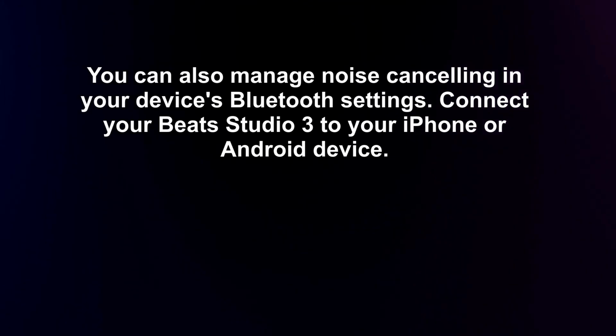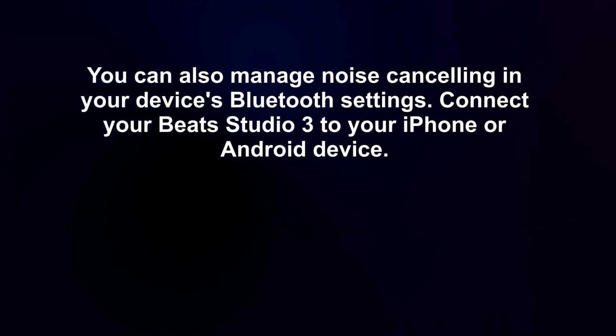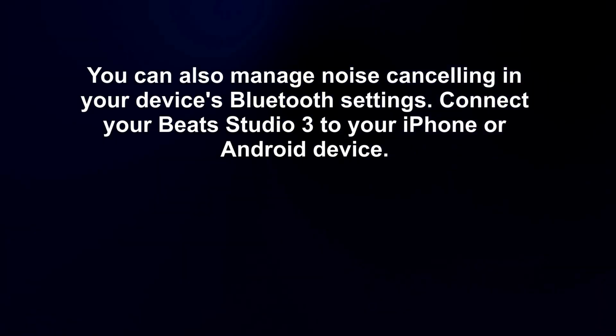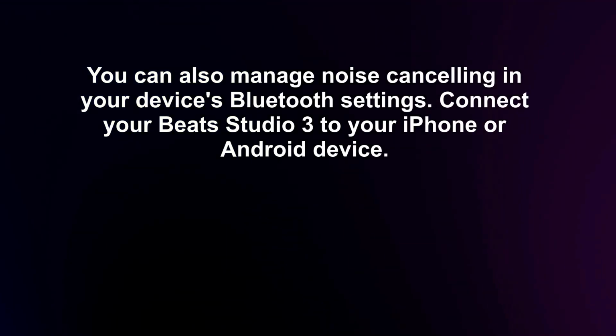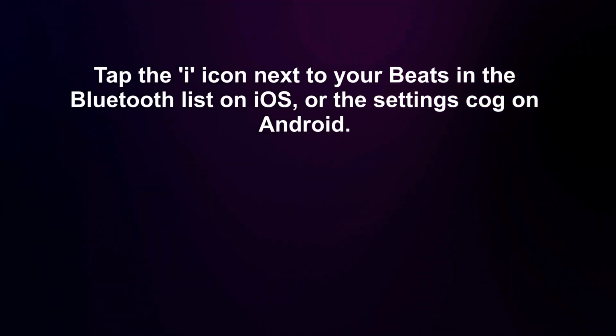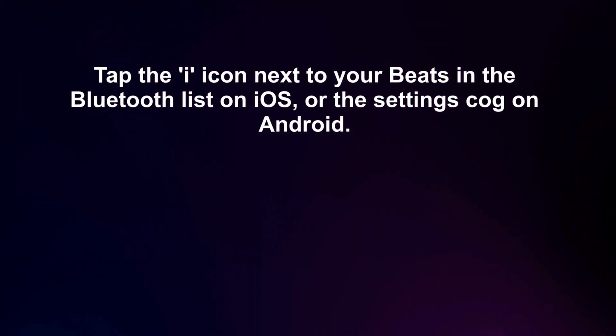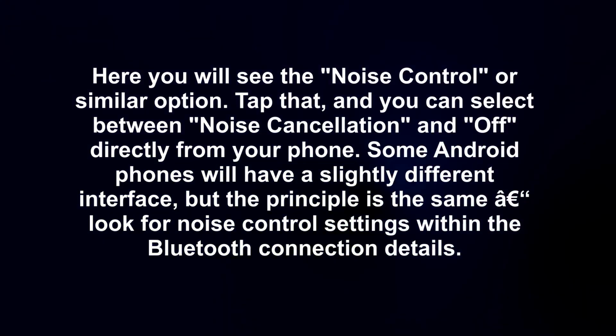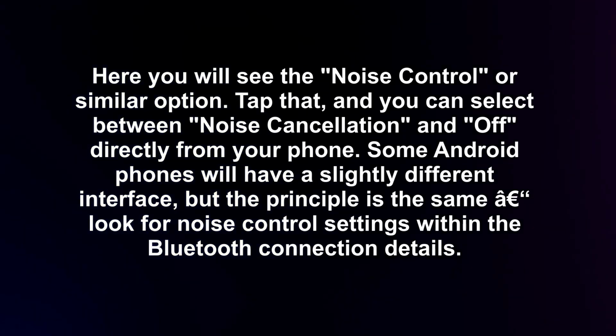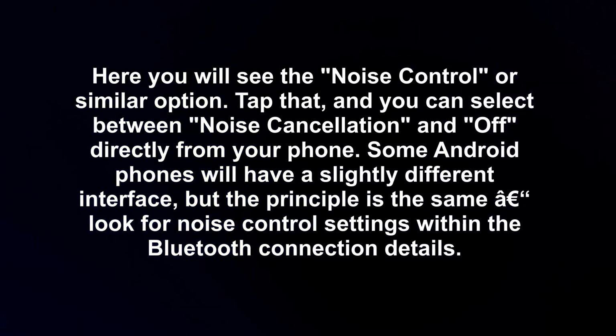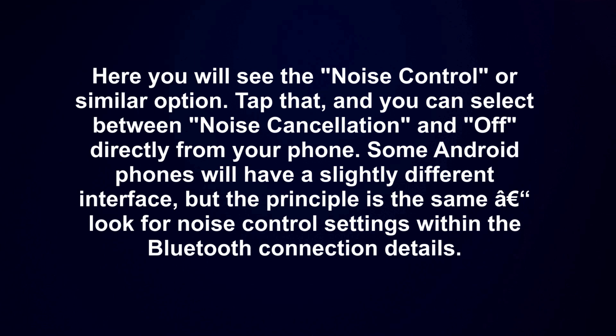You can also manage noise cancelling in your device's Bluetooth settings. Connect your Beats Studio 3 to your iPhone or Android device. Tap the icon next to your Beats in the Bluetooth list on iOS, or the settings cog on Android. Here you will see the noise control or similar option. Tap that, and you can select between noise cancellation and off directly from your phone.